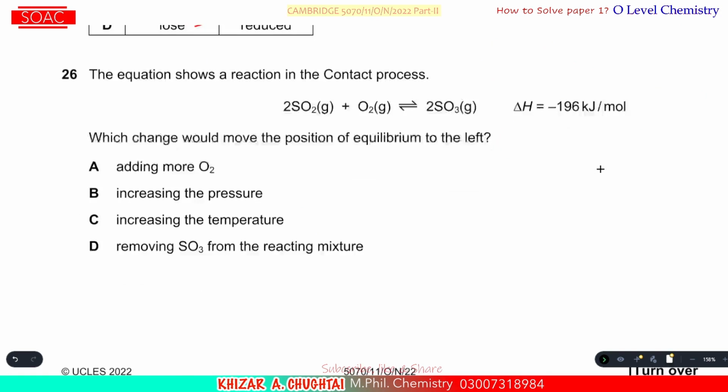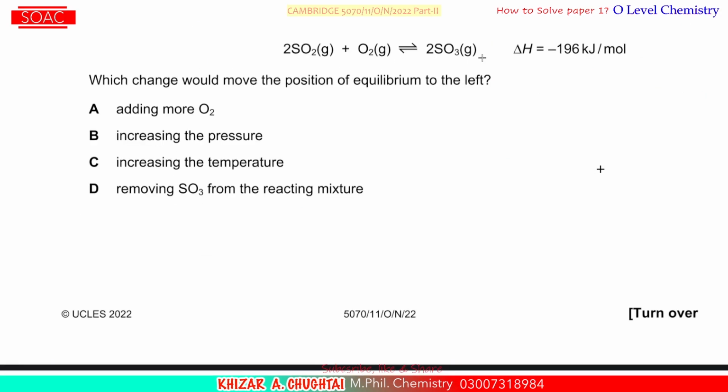Question number 26. The equation shows a reaction in the contact process, with delta H equal to minus 196 kilojoules per mole. Which change would move the position of equilibrium towards the left? This is the right hand side, this is the left hand side. Option A, adding more oxygen, will shift the equilibrium towards the right hand side. So the first one is incorrect.